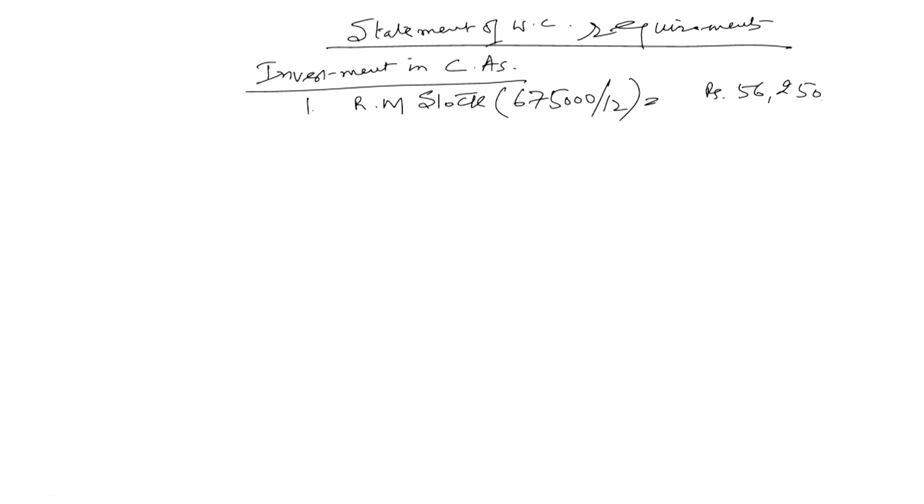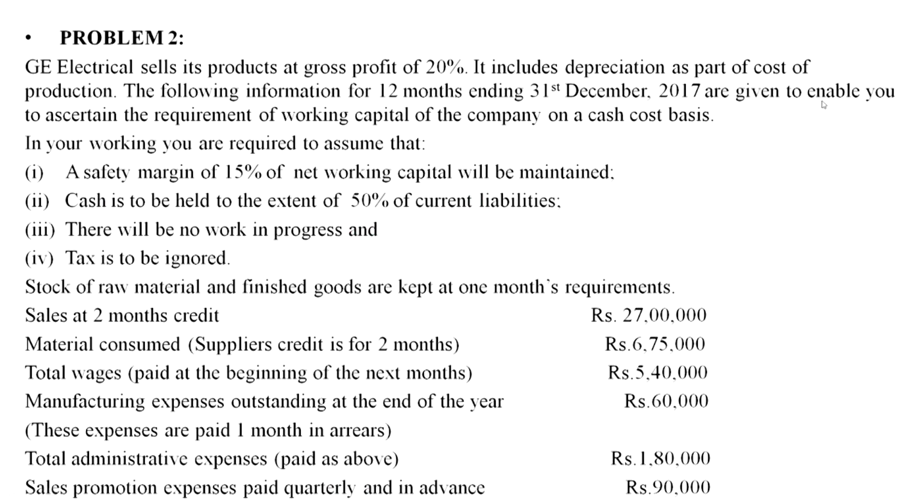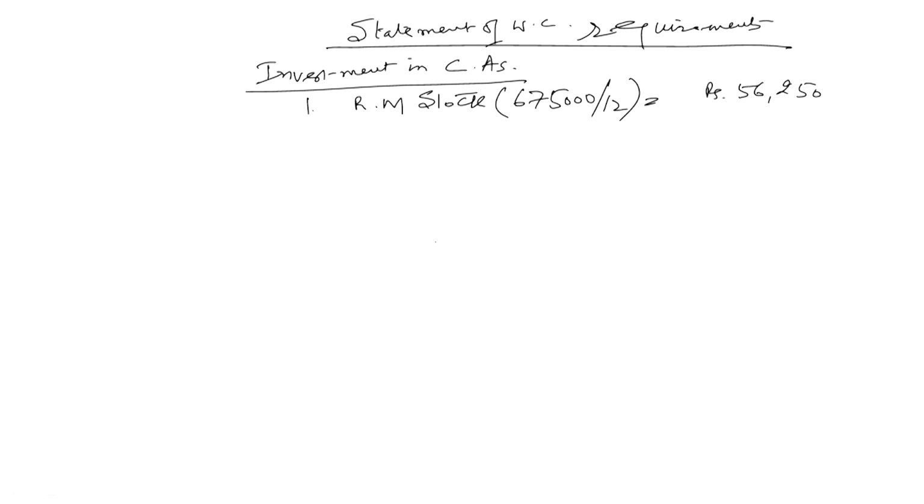Then the second requirement is the finished goods. There is no work in process. It is written here that there is no work in progress. It is clearly given. It means we keep the raw material as raw material, and that raw material is then finally converted into the finished goods. So it means finished goods stock. This is the finished goods stock.